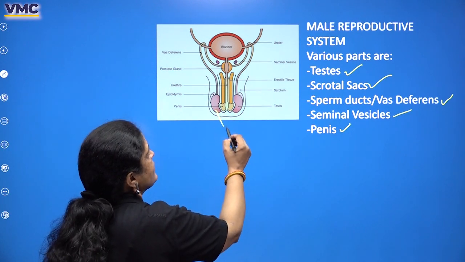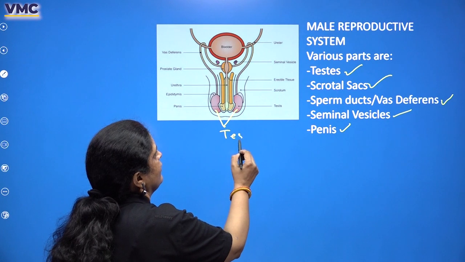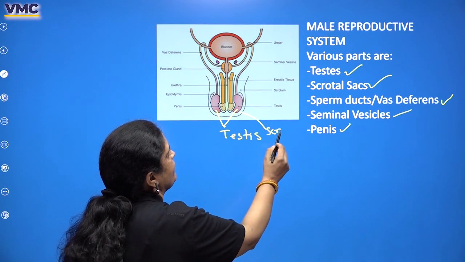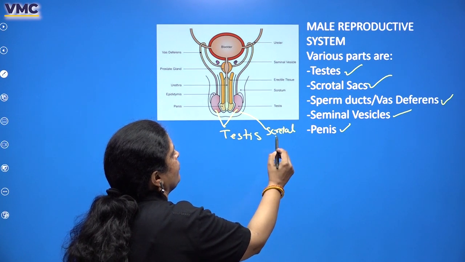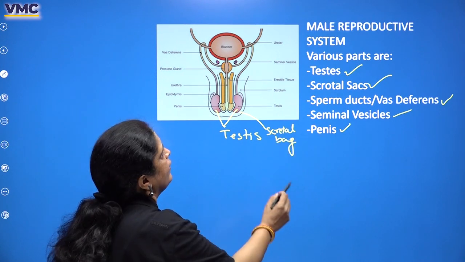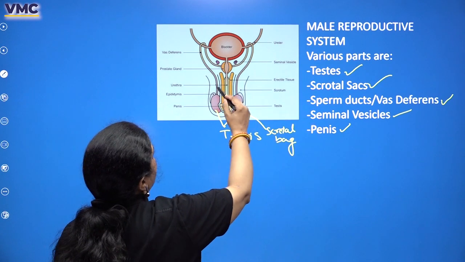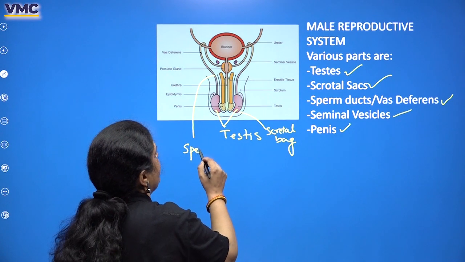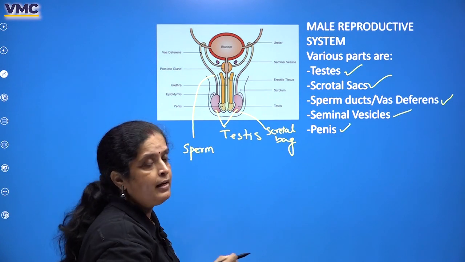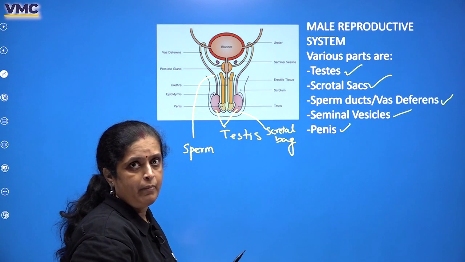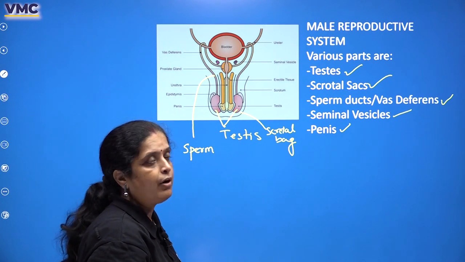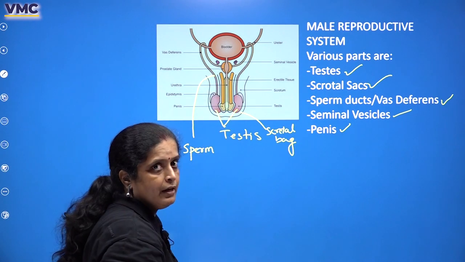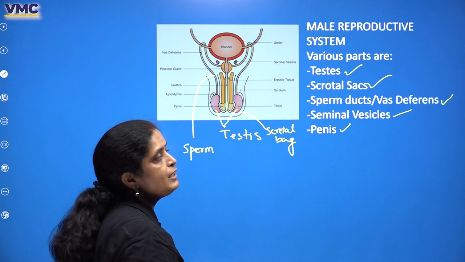There are a pair of testes, right? This is the testis placed in the scrotal bag, right? Then there is sperm duct. You see this duct, sperm duct, the pipe through which the sperm will be released. So testis produces sperm, right? It also produces testosterone, and this is passing through the vas deferens. So vas deferens is also known as sperm duct.